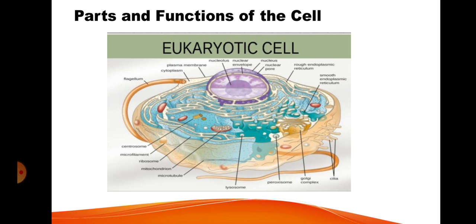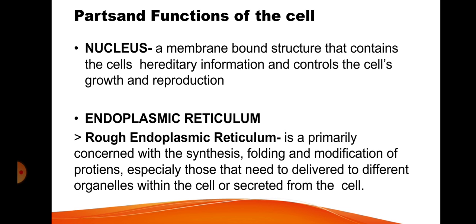Before we proceed to the next, this is an example of a eukaryotic cell. There's a plasma membrane, cytoplasm, flagellum, nucleus, nuclear pore, and more. Next, these are the parts and functions of the cell. First, the nucleus: a membrane-bound structure that contains the cell's hereditary information and controls the cell's growth and reproduction.